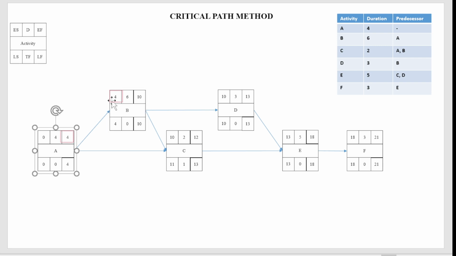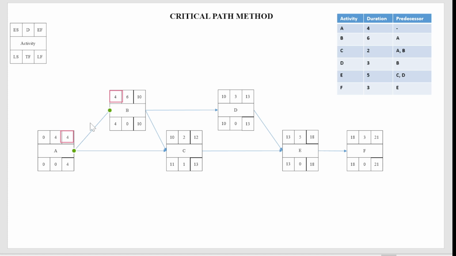So the successors of A are B and C, but C has a dependency with B, so you cannot calculate C directly. First you need to complete activity B. The early start of activity B can only start once activity A is completed. This number 4, the early finish, has to be carried to the early start.